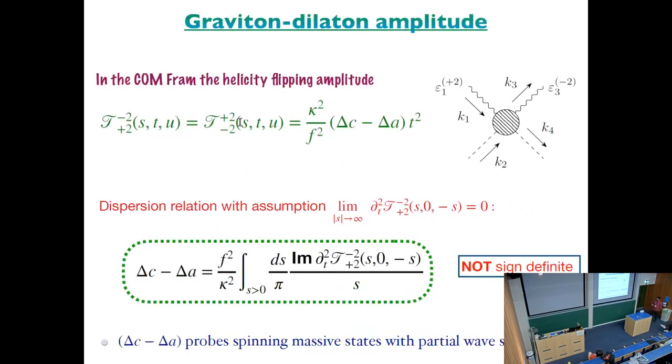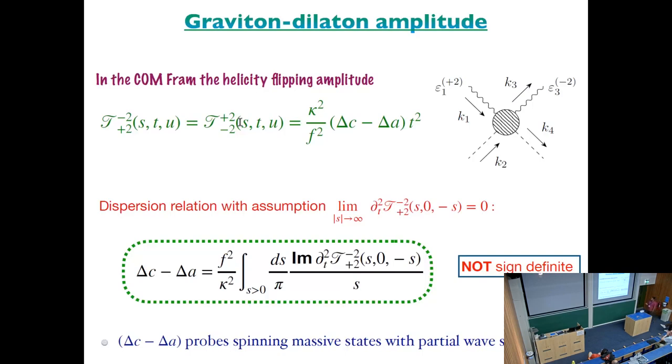We can try to identify whether there are some other amplitudes which can also be protected, and we found that if we compute the helicity-flipping graviton-dilaton to graviton-dilaton scattering amplitude, it is also completely determined by the UV and IR CFT data, and it is only given by the change of the C anomaly minus the change of the A anomaly coefficients, and it vanishes in the forward limit.